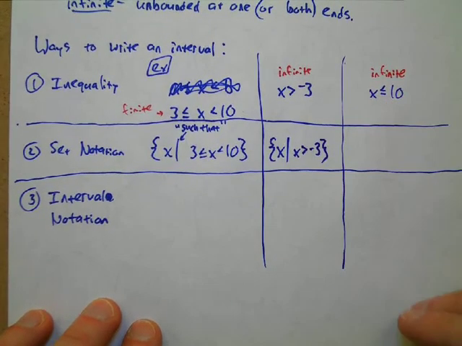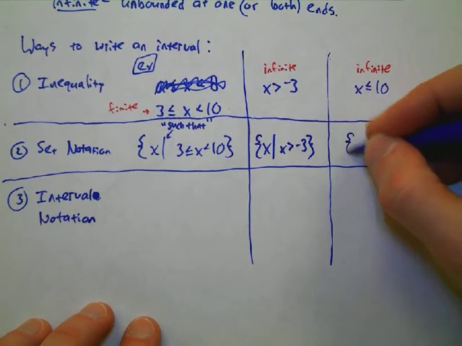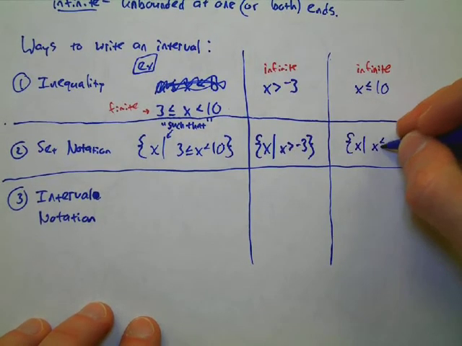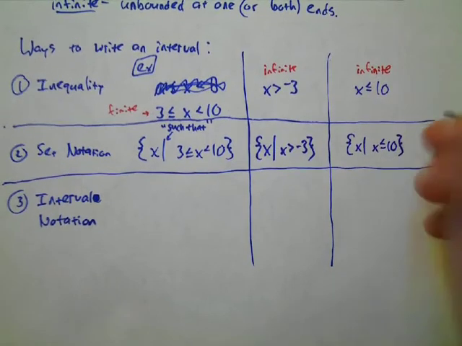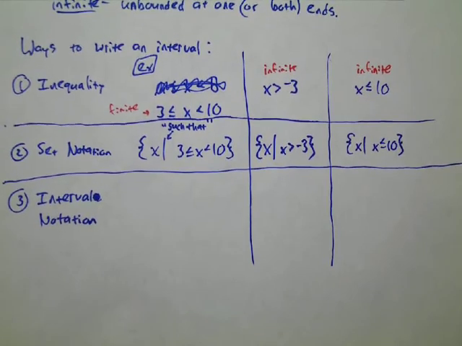Same thing here. Again, brace, x, the bar, and then just rewrite the inequality, and then close the brace. And then same thing for the other one here. Brace, x, the bar, write the inequality. Set notation is super easy.